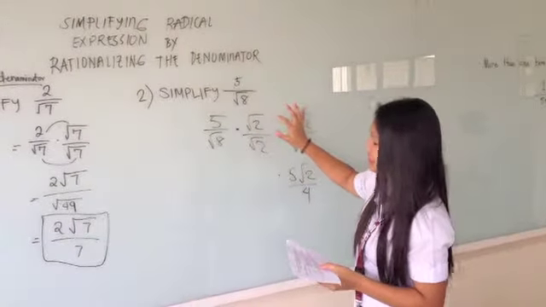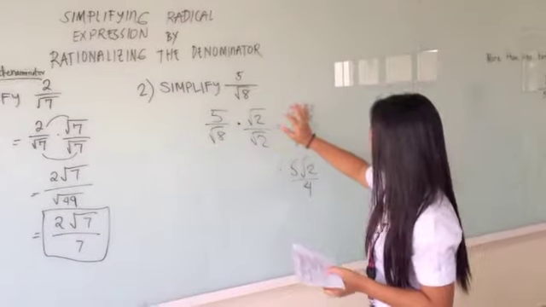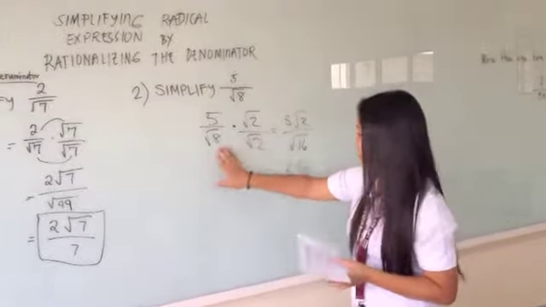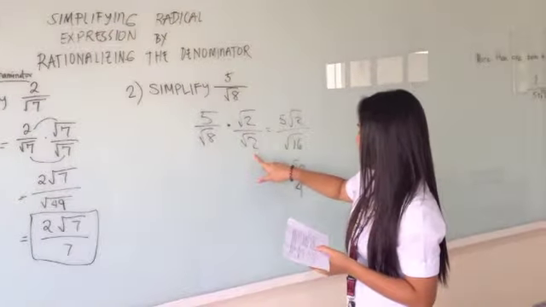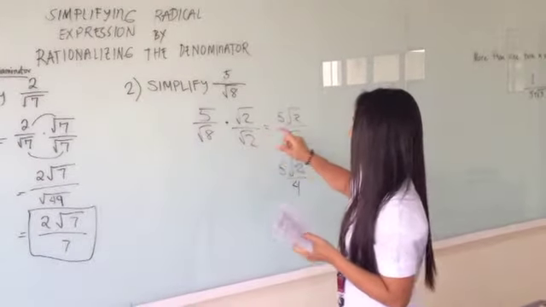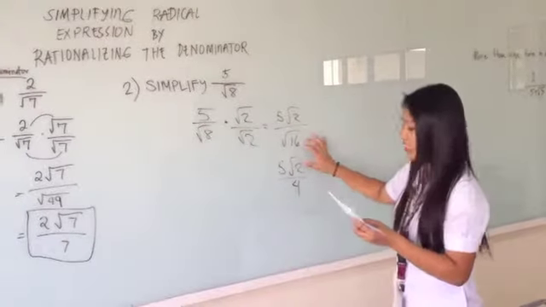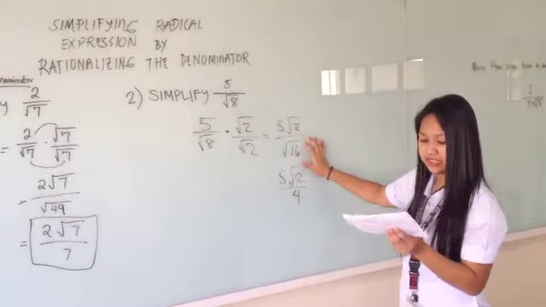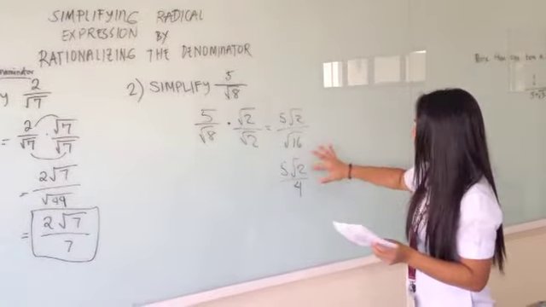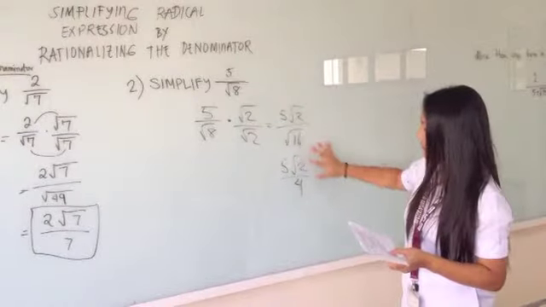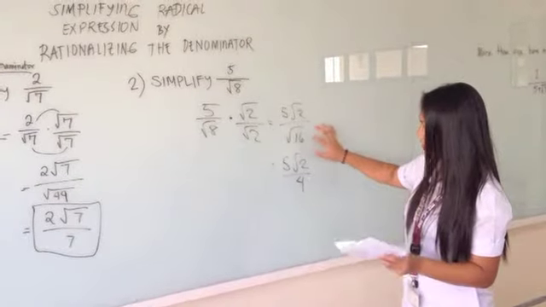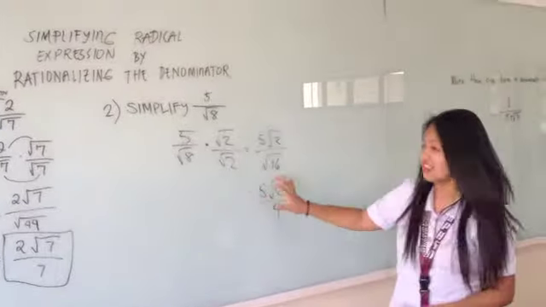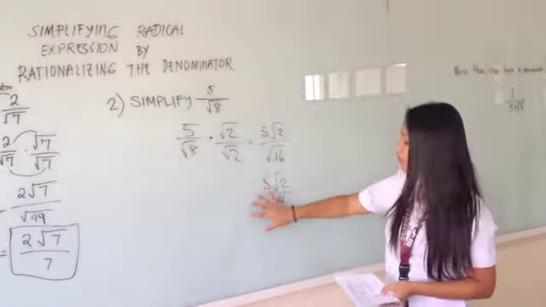5 multiplied by square root of 2 is 5 square root of 2. Square root of 8 multiplied by square root of 2 is square root of 16. Kailangan natin siyang i-simplify para malaman natin yung sagot. So, kakapil natin 5 square root of 2, tas ang square root ng 16 is 4. Kaya ito na yung magiging sagot, yung 5 square root of 2 over 4.